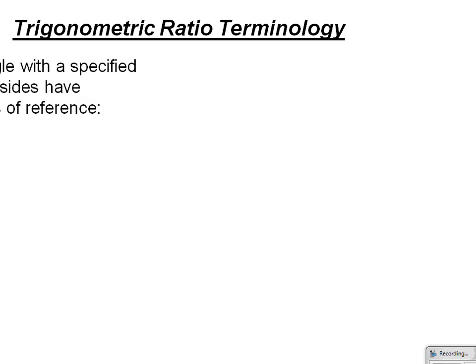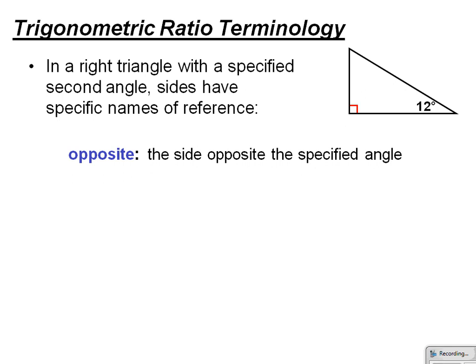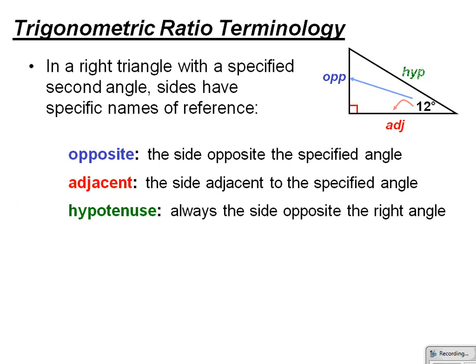But to understand those names, we first need to introduce vocabulary involving the legs or side lengths in a right triangle. Given this right triangle and a second specified angle, there are three specific names of reference alongside this 12-degree angle. The first side to be named is the opposite side, the side located opposite the second specified angle. The second length to be named is the adjacent length, a side that's adjacent to the specified angle. And the third length needing to be named is the hypotenuse. The hypotenuse is always the side opposite the right angle, just like back in chapter 9 when we studied the Pythagorean theorem, where the hypotenuse was always the longest side opposite the right angle.